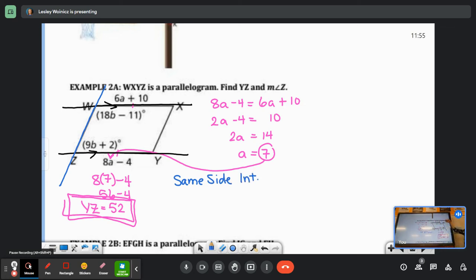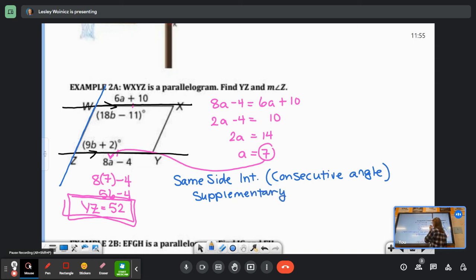They are also consecutive angles in this parallelogram. Both are correct ways to think about it. Either way, they are supplementary. So what do they have to add up to? 180. Bingo. So 18b minus 11 plus 9b plus 2 has to add up to 180.